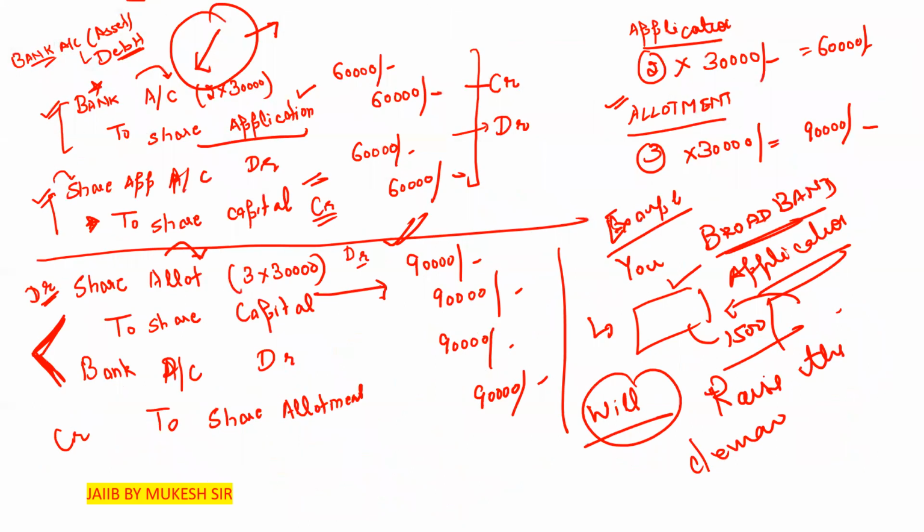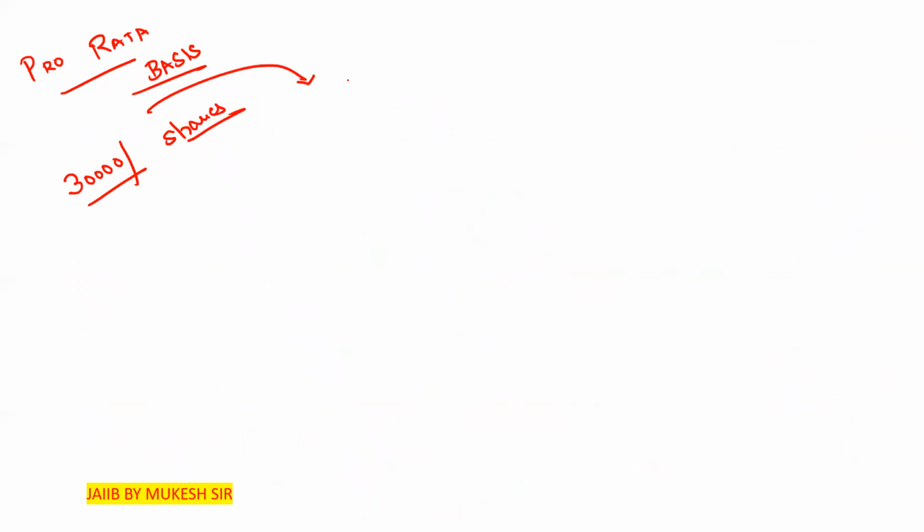Now the next one is the pro rata basis, which we will discuss in the next session along with examples. I will just discuss the concept. We are going to issue 30,000 shares. For that, how many applications have we received? Say we have received 60,000 or 50,000 applications.